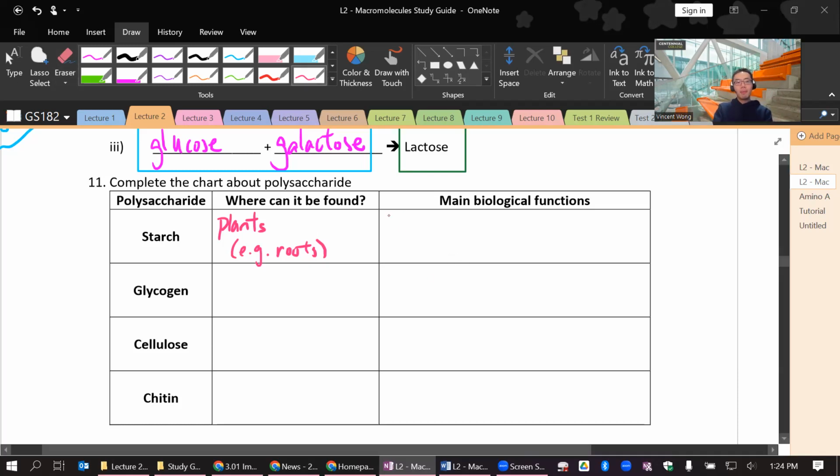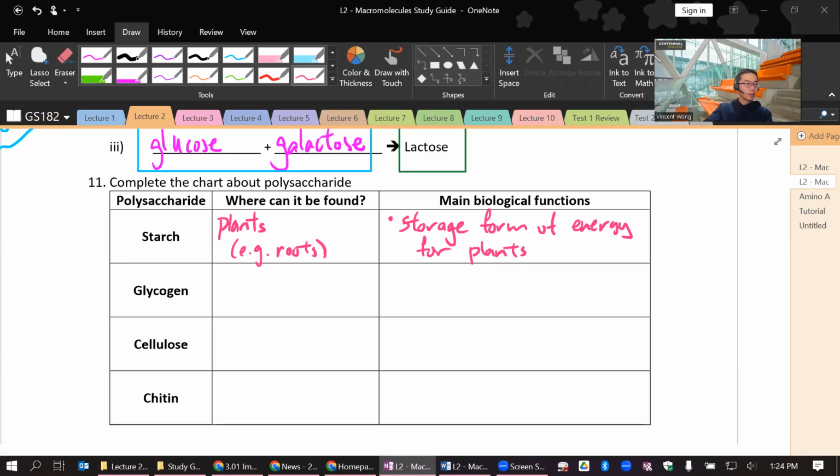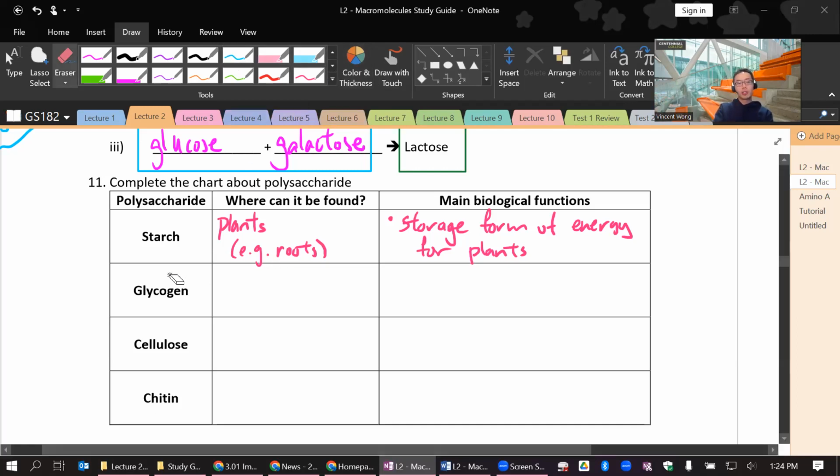Okay. So the main biological function for starch is that it acts as the storage form of energy for plants. We don't have starch in our body. You have to remember that. We eat them, but that's about it. We don't make starch. But it doesn't mean we cannot store energy. We store them as glycogen. Right? So we will find them in animals, not just humans.